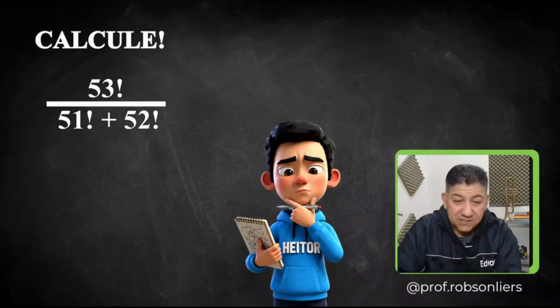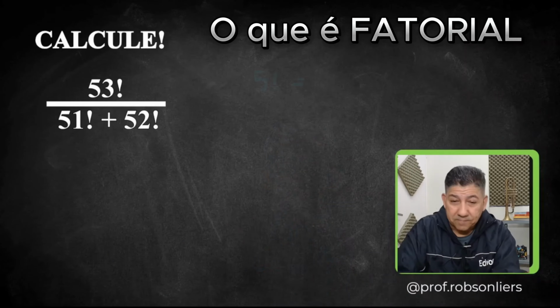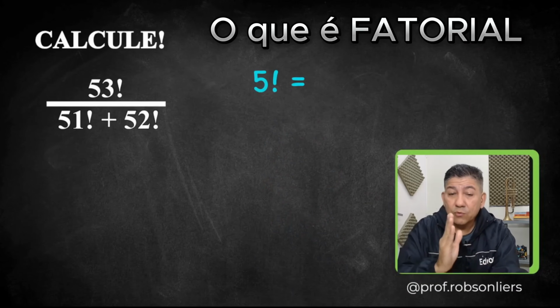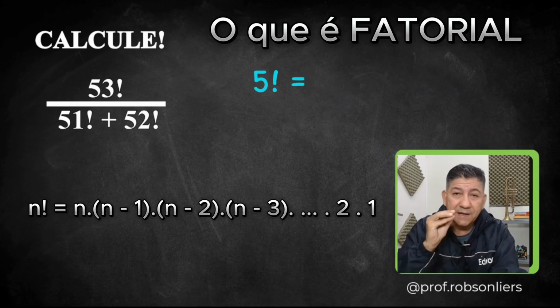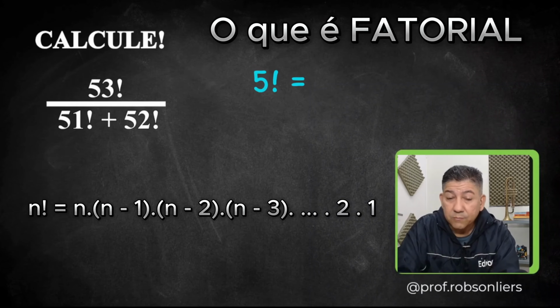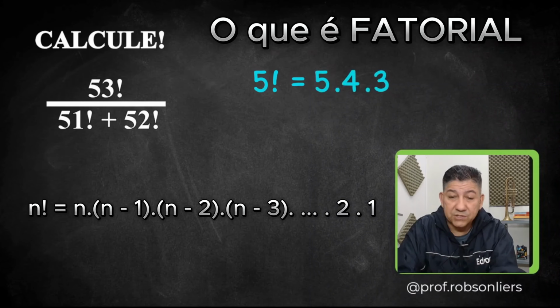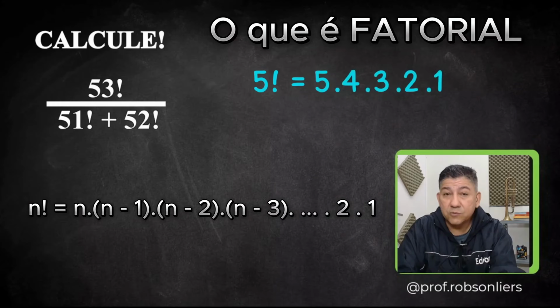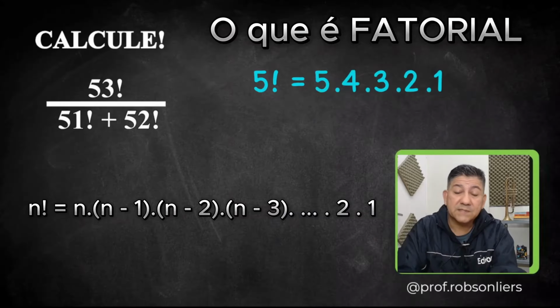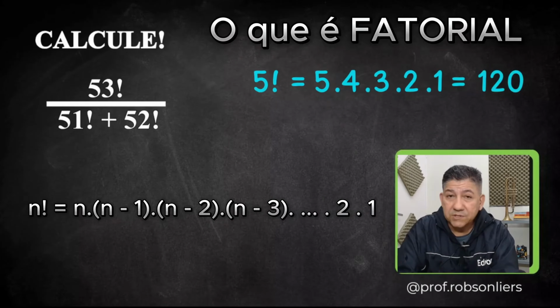Well, first of all, what is a factorial? Let's see here. 5 factorial, for example. Every time you see a number with this exclamation mark after it, it means the factorial of that number. And how do we calculate that? We take the number and keep multiplying it by its predecessor until we reach 1. For example, 5 factorial, 5 times 4 times 3 times 2 times 1. By doing this multiplication, 5 factorial equals 120. That's how you calculate factorial.